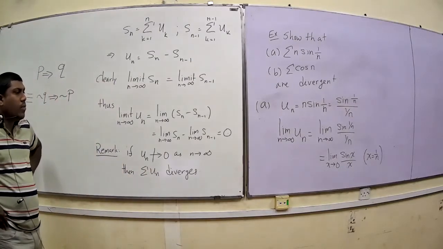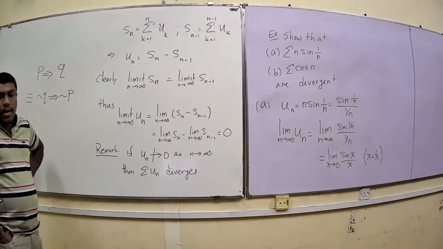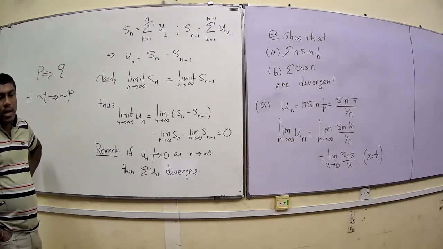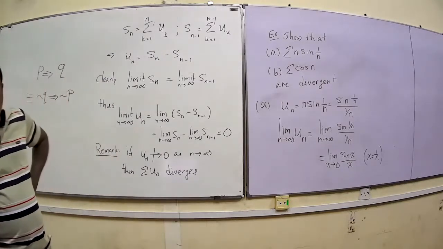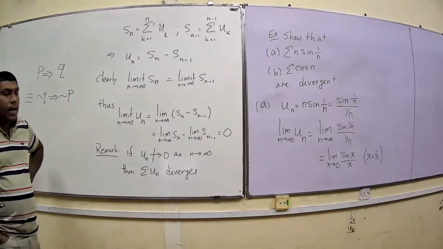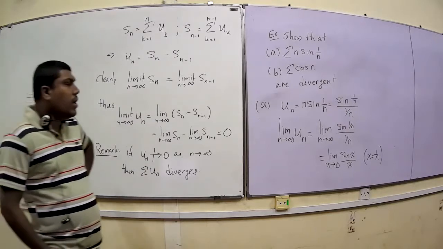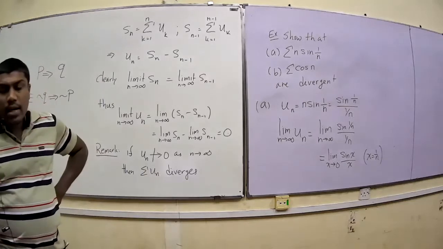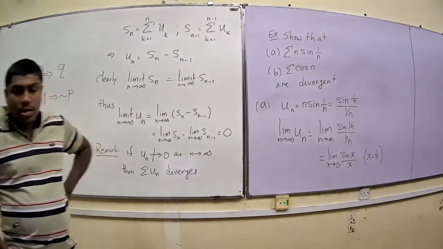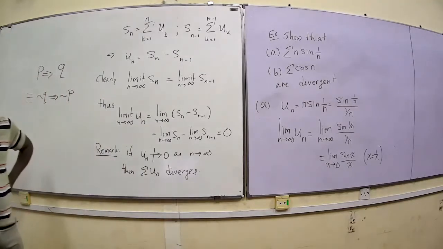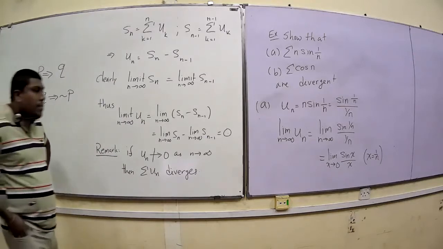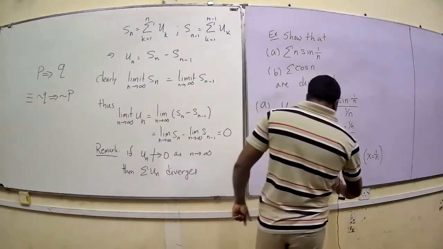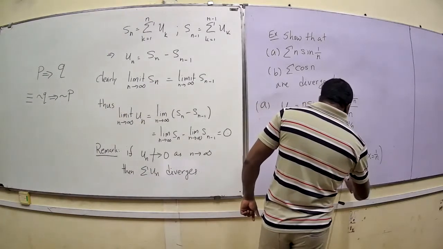If you take x equal to 1 upon n, then when n goes to infinity, x goes to 0. That is clear. Then the limit as x goes to 0 of sine x divided by x, from A level you know the result, this limit is equal to 1.